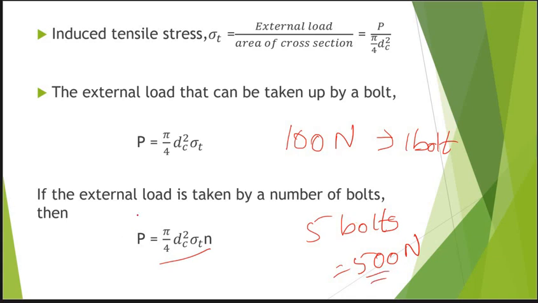Similarly, the total load carried by n number of bolts will be equal to P equal to pi by 4 dc square sigma T into n, where n is the number of bolts. If there is only one bolt, we can use P equal to pi by 4 dc square into sigma T, and if there is more than one bolt, we can use P equal to pi by 4 dc square sigma T into n.